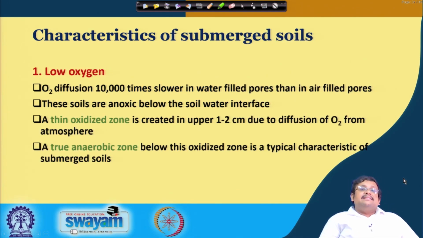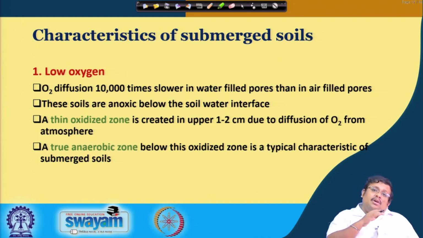Now, what are the characteristics of submerged soils? This is very important. The first important characteristic of submerged soil is low oxygen, because all the pore space is filled by water, with no oxygen trapped in between. As a result, oxygen diffusion is 10,000 times lower in water-filled pores than in air-filled pores.